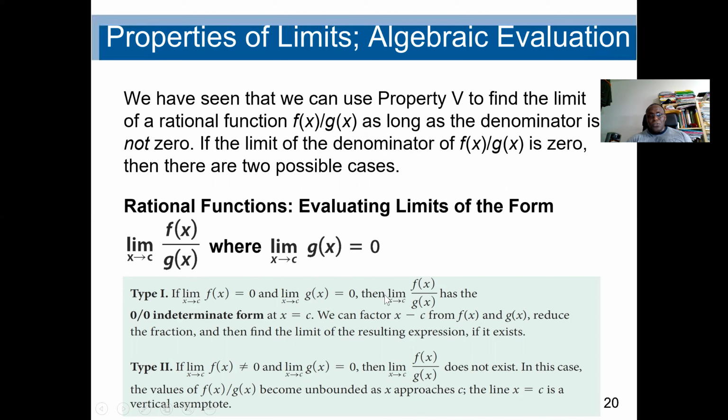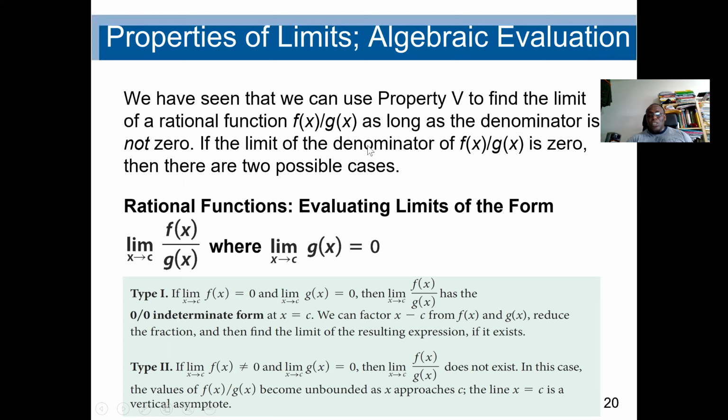Now we have another few rules, which we will go through. Sometimes when we have a rational expression and the result is 0 divided by 0, it means we can simplify the expression more, reduce the expression. When a value is divided by 0, we know it's undefined. We have seen that we can use property 5 to find the limit of a rational function f(x) divided by g(x), as long as the denominator is not 0. If it's 0, again, it's undefined.